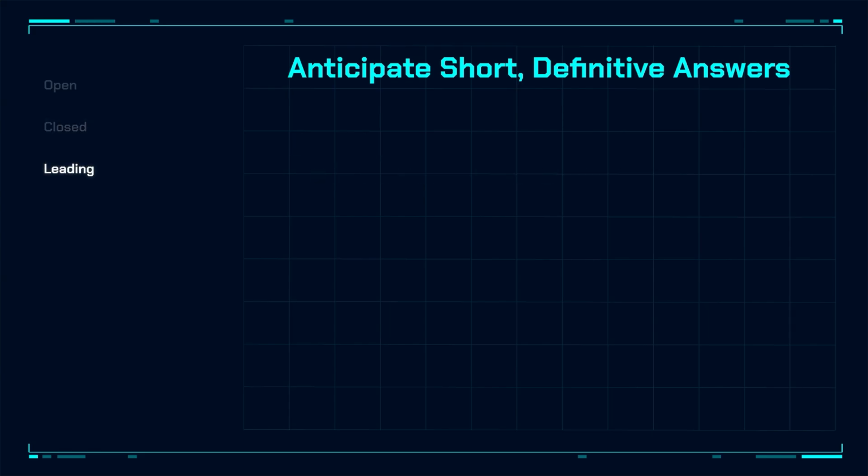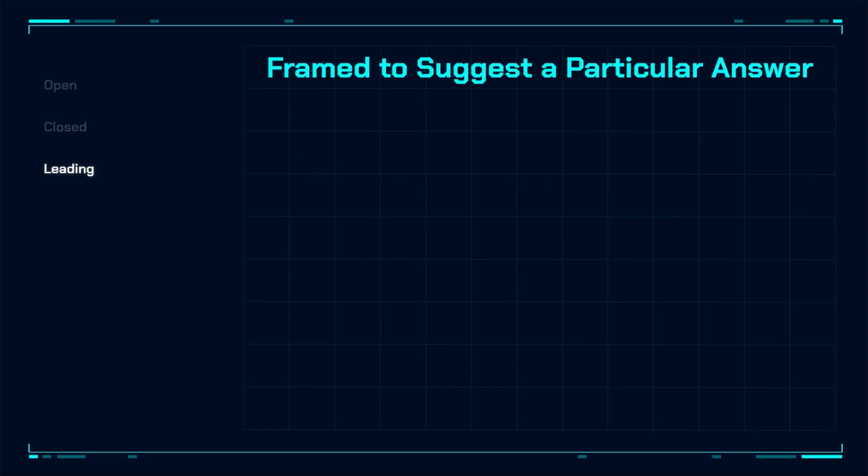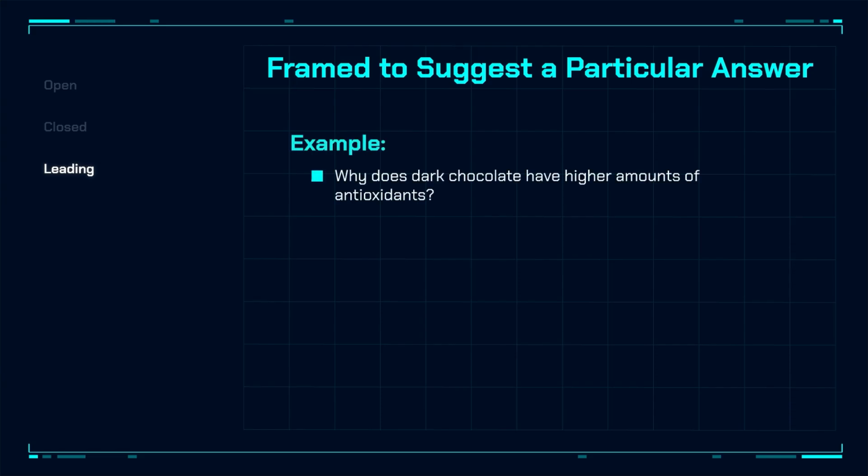Leading questions are framed to suggest a particular answer or guide the model towards a specific direction. For example, why does dark chocolate have higher amounts of antioxidants is a leading question. The question is worded in a way that suggests that dark chocolate has higher amounts of antioxidants. This question leads the model to explain the connection between dark chocolate and antioxidants. It's kind of like asking, why is this fact true?